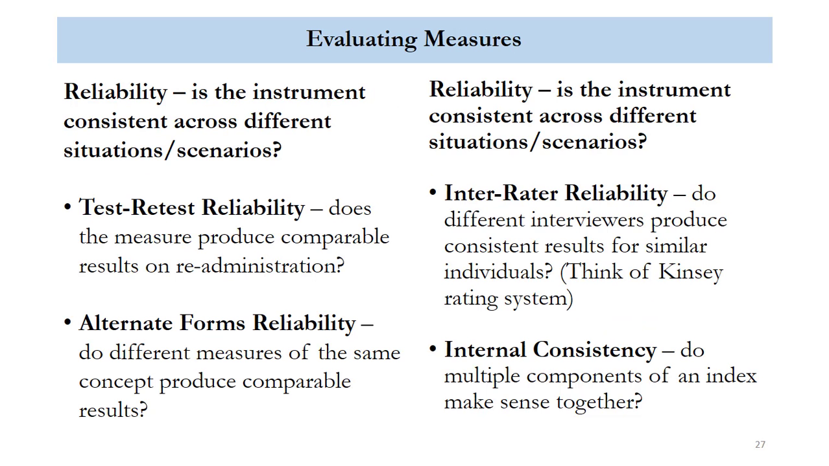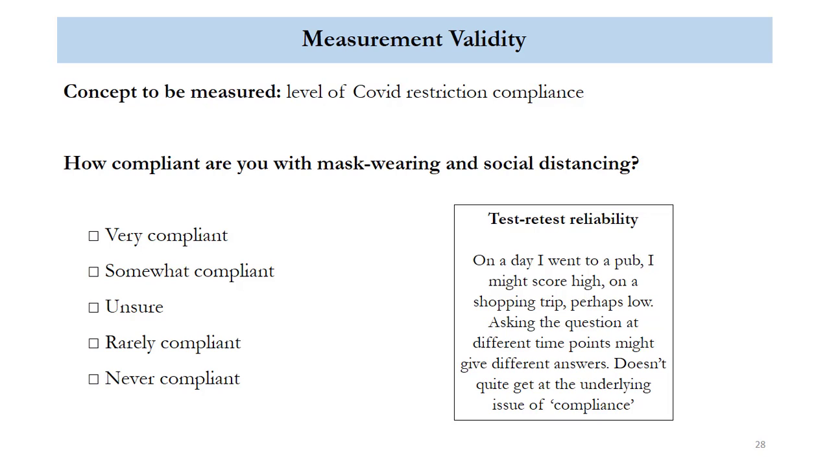So test-retest reliability deals with the extent to which a measure produces comparable or similar results on readministration. Alternate forms reliability asks whether different measures of the same concept produce the same results. Inter-rater reliability is about whether different interviewers or assessors produce the same results for the same individuals or similar. We'll refer back to the Kinsey example for this in a moment because the recording on the Kinsey scale is a great example of inter-rater reliability. And we'll talk about internal consistency last. So as with any of these, it's probably best to demonstrate this practically, so we'll talk about it.